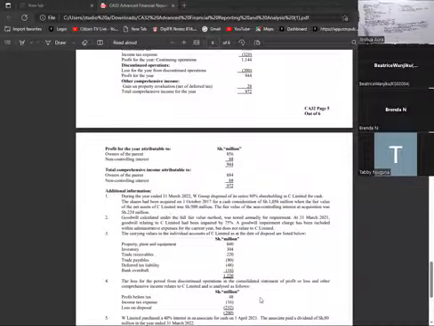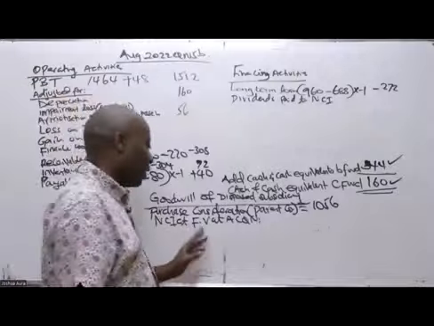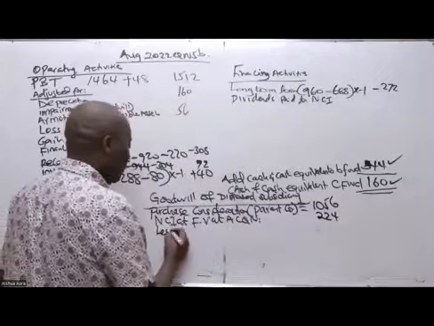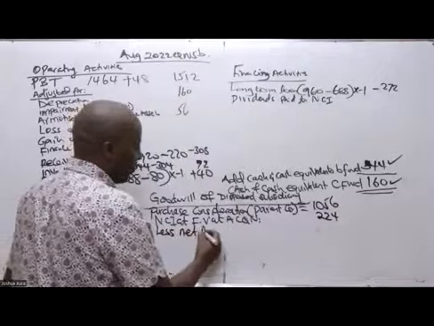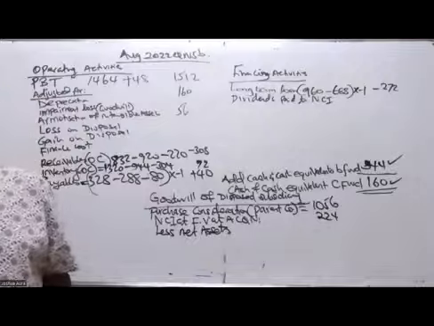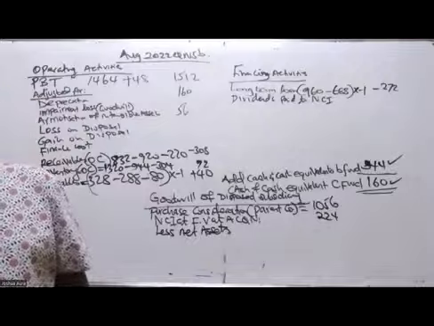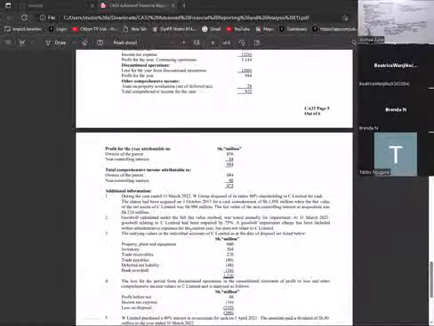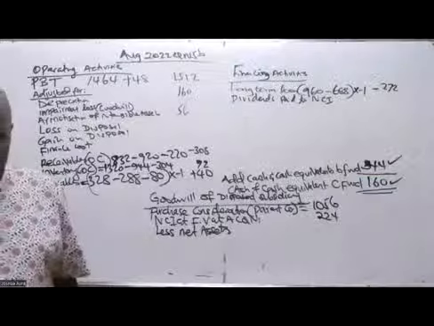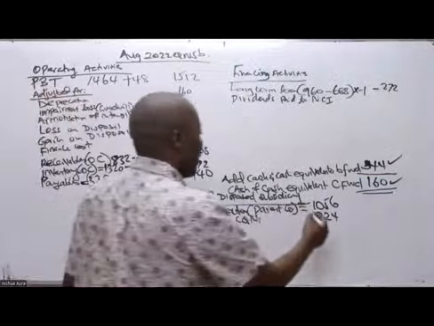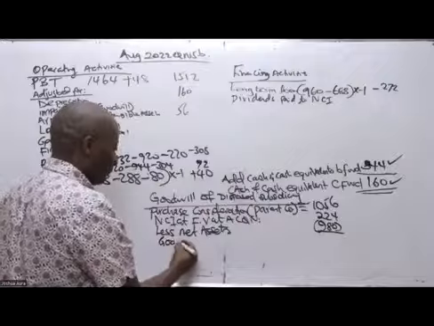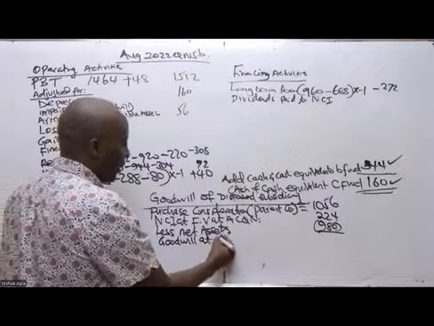So here we have the fair value of NCI at acquisition, 224, and then we less the net assets of the company. The net assets have been provided; the value of the net assets is 980. So you subtract this to give me the goodwill at acquisition.